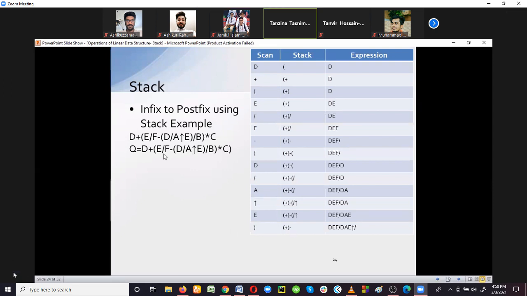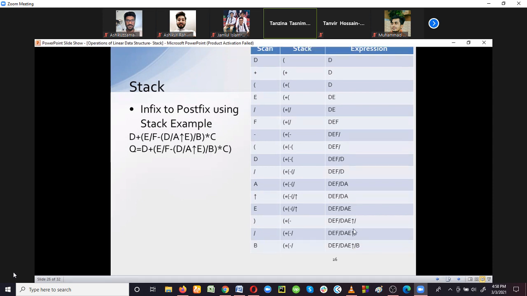Now again we can scan the infix notation. Here we can see an operator, division, and division has a higher priority level than minus, so we can place it on the stack. This is the division operator, and after that B is an operand, so we can store it in the postfix notation. So B will be stored here, and then again a right parenthesis has come.